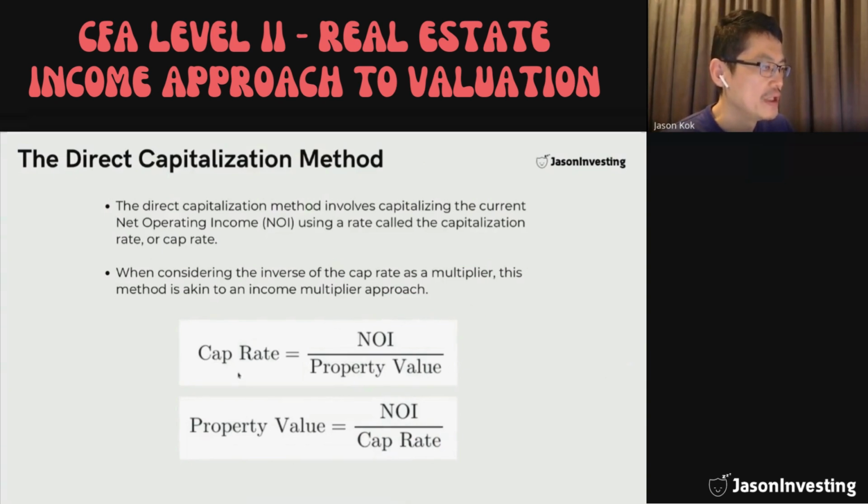So the equation is: the cap rate is defined as the current NOI over the property value. Or if you switch the property value to the left-hand side, you can derive the property value by dividing the NOI by the cap rate. This is the part that we refer to as capitalizing. This is what we call capitalizing the NOI.